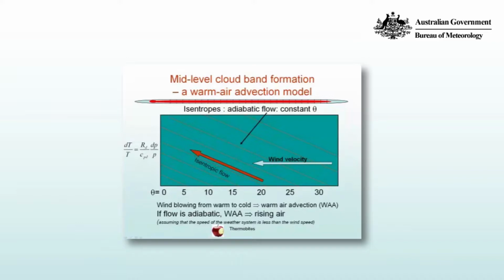is also constant. If you take Poisson's equation for potential temperature and differentiate it and assume d theta is 0, the definition of an isentrope, and rearrange the equation, you get the equation shown there: changes in temperature dT are related to changes in pressure dp. So if we have warm air advection and parcels are moving from warm to cool, it must mean that their pressure is decreasing over time. That is, they're ascending. Isentropes typically slope from warm air to cool air. So if the flow is adiabatic, warm air advection implies that air is rising and cloud bands are going to form.